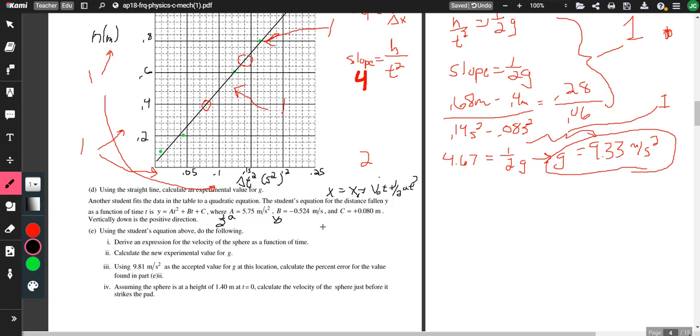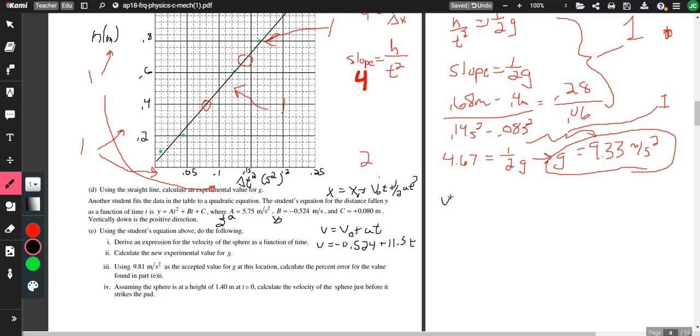So I actually could get away with saying this, and then saying that the initial velocity is negative 0.524 plus, this is half of a, so doubling 5.75 gets me 11.5 t. So I could say that, but let's actually show the calculus part.